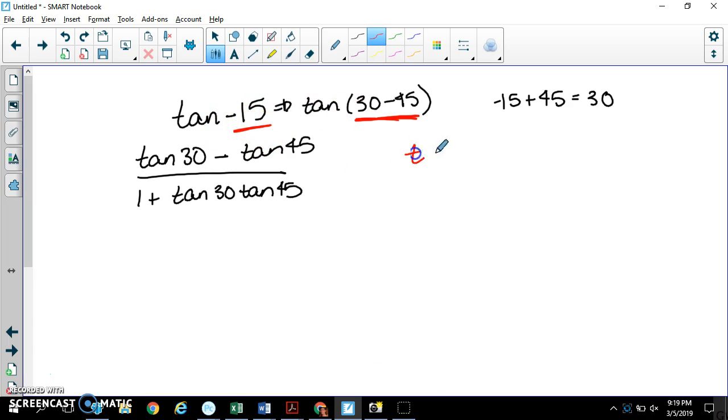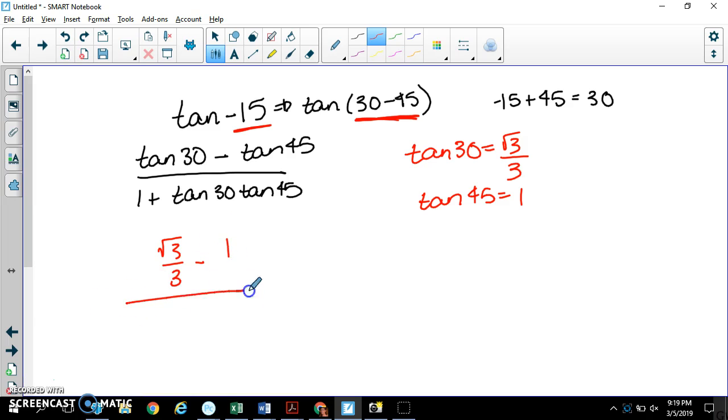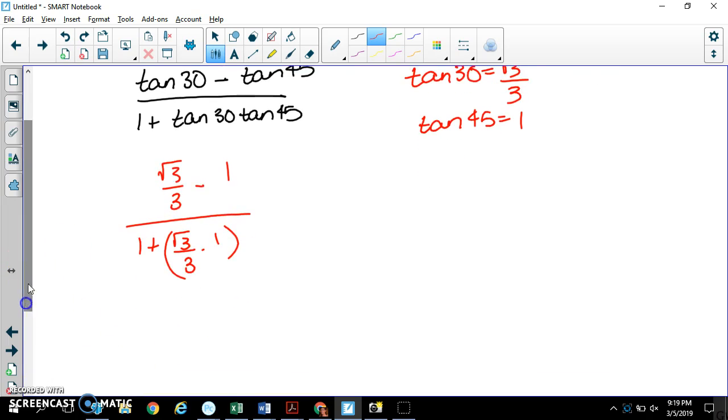All right, so my tangent at 30 is equal to square root 3 over 3, and my tangent at 45 is equal to 1. So I'm going to substitute those numbers in over here. That gets me square root 3 over 3 minus 1 divided by 1 plus square root 3 over 3 times 1. You can see why this is problematic, right? Kind of looks nasty.